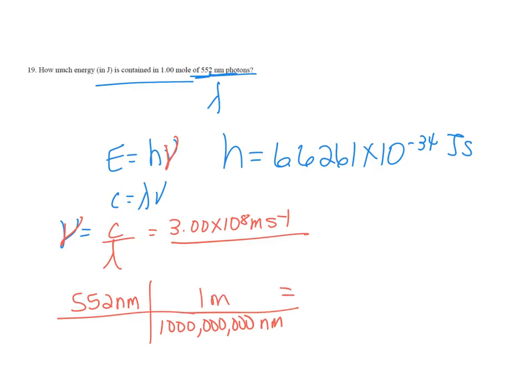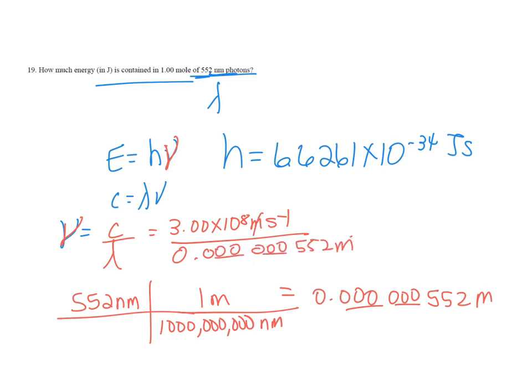So now we're going to do 552 divided by 1 with 9 zeros. That gives me 1, 2, 3, 4, 5, 6 zeros: 0.000000552 meters. I'm going to put that here for wavelength. You see meters are going to cancel out, and that's going to leave me with reciprocal seconds.